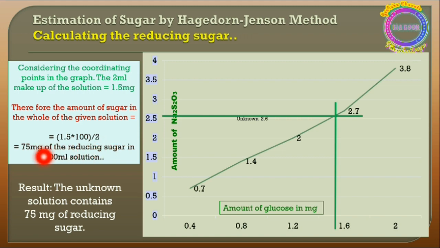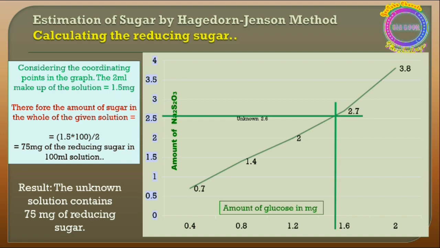So the overall 100 ml of the unknown solution has 75 milligrams of the reducing sugar. So the result is that the unknown solution contains 75 milligrams of the reducing sugar.